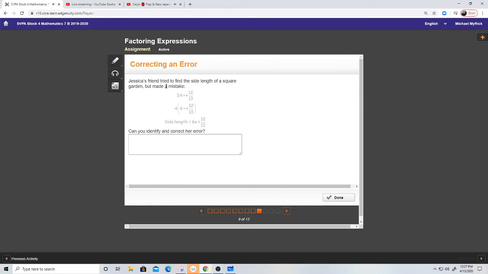Identify the error in the student's work and provide the correct solution. Okay. Well, she factors out a 4. 24 divided by 4 is 6. But you see how this plus 12 over 13 is plus 12 over 13? Did she divide 12 over 13 by 4? No. So she didn't even factor. She didn't factor the 12 over 13.